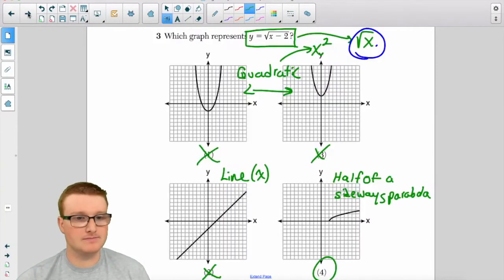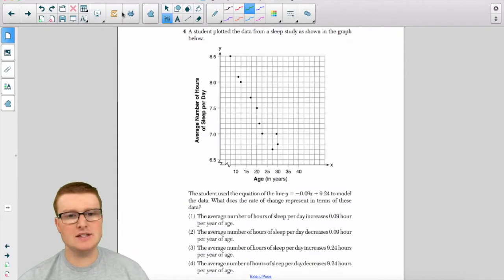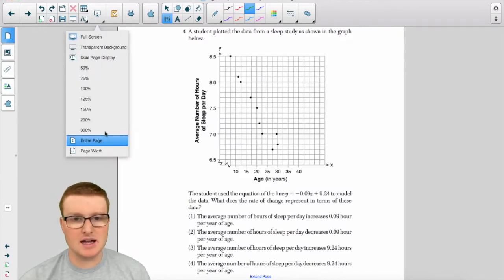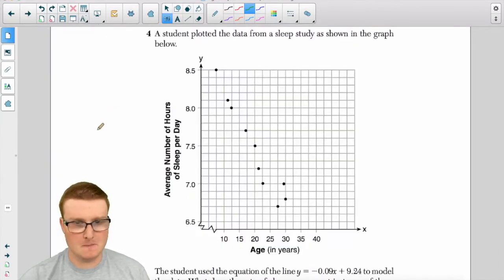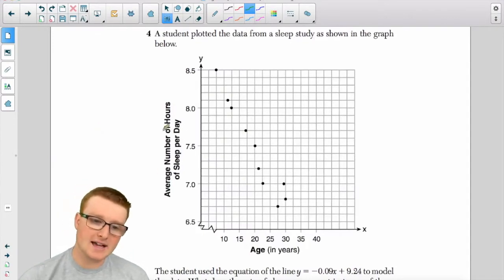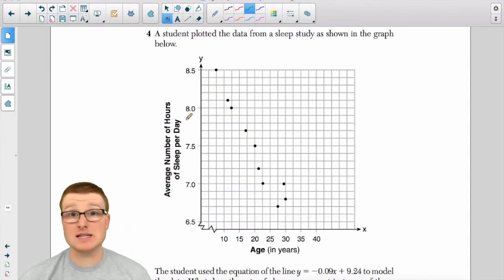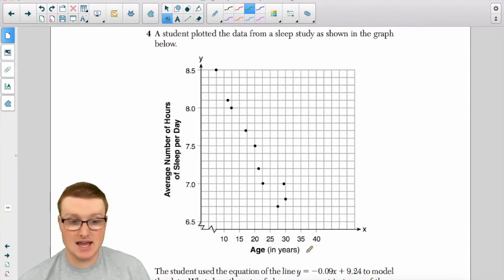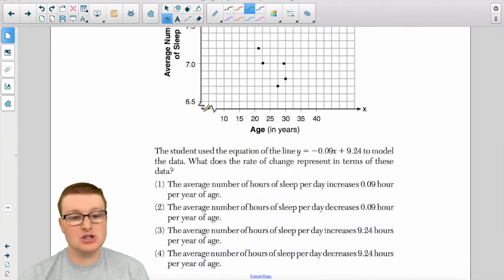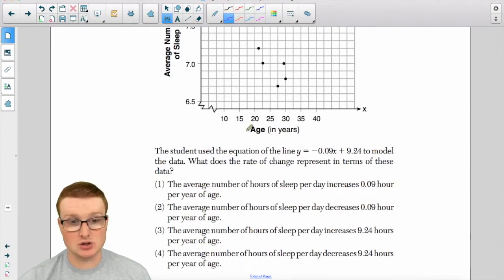Number 4. A student plotted the data from a sleep study in the graph below. The y-axis shows the average number of hours of sleep per day, and this shows the age. The student used the equation of the line y equals negative 0.09x plus 9.24 to model the data. What does the rate of change represent in terms of these data?